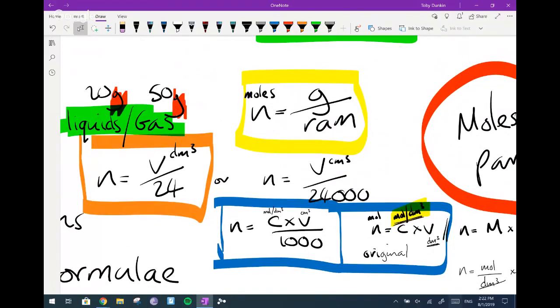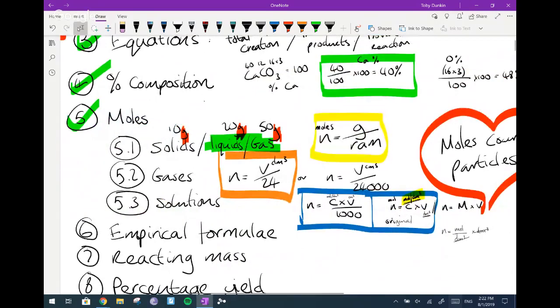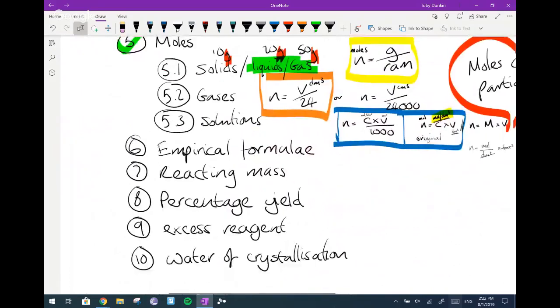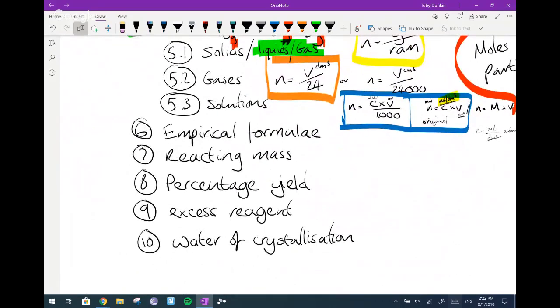Those are super important. All of those on that sheet right there are really important that you put into your memory, and it needs to be secure. Grams over grams, V over 24, C times V over 1,000. It's that repetition of saying them, and then practicing reorganizing them, really, really good use of your time. Okay, so we're up to type number 6, empirical formula.